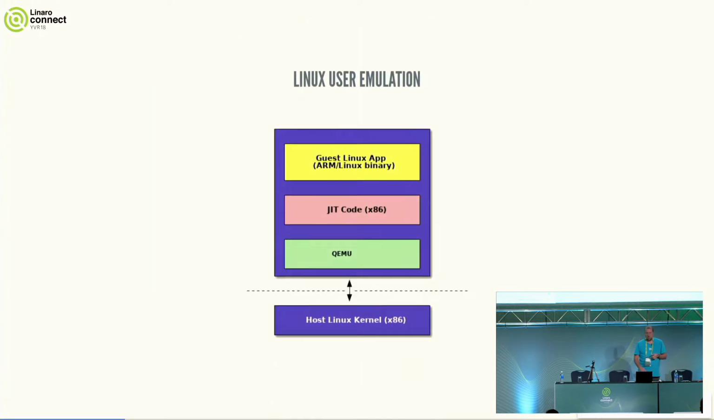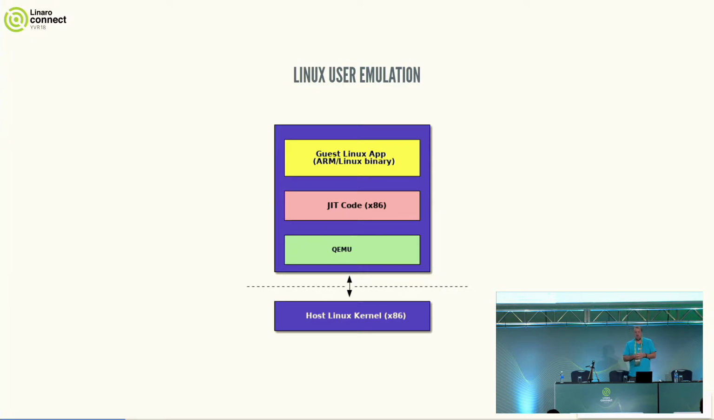There are 2 modes in which this emulation runs. The first is Linux user emulation. So this is for running Linux user space apps, and it's a pretty fast way of running them. And the reason it's fast is because it only has to concentrate on translating the user mode part of the code. When the user mode code makes a system call, QEMU takes that system call, munges the parameters, and then passes it down to the host system.